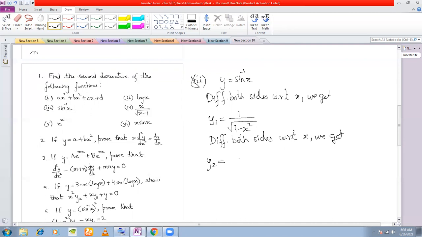Now if you differentiate this, how much will you get? d/dx of 1 by root 1 minus x square. So which is d/dx of, you can write this as 1 minus x square to the power of minus half, in fact.